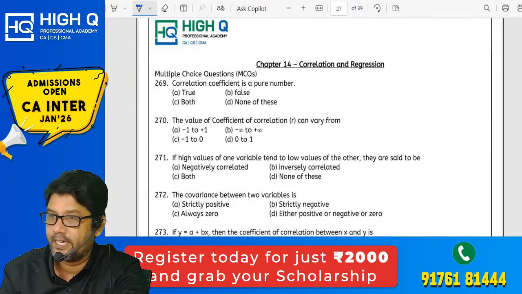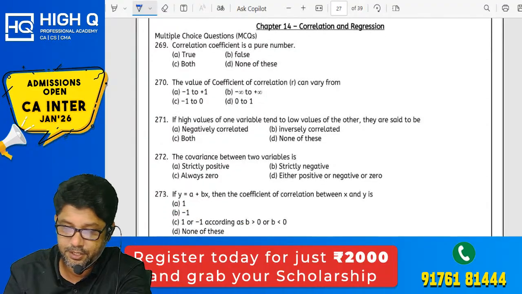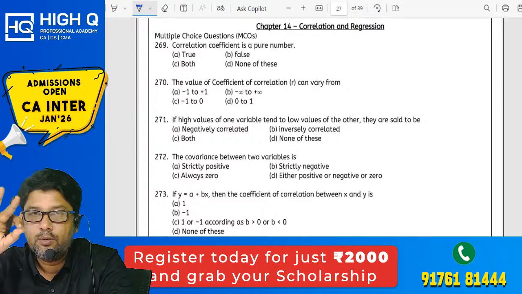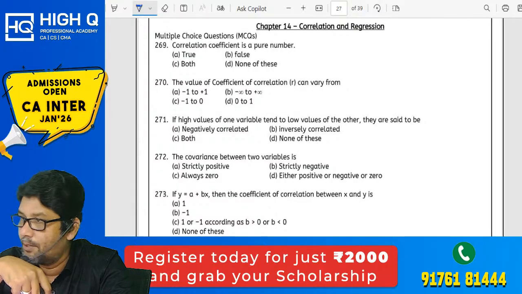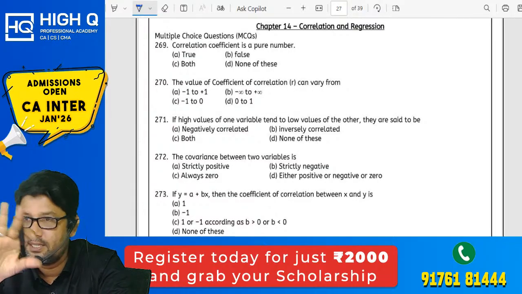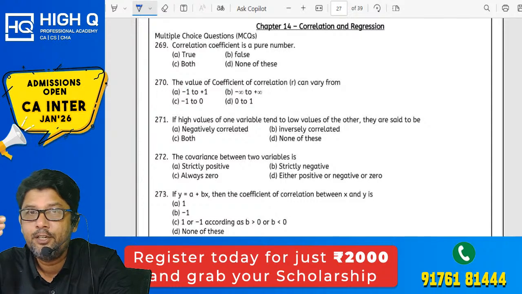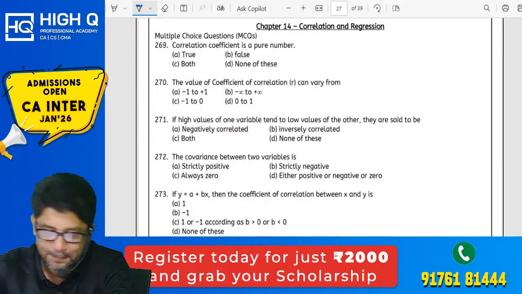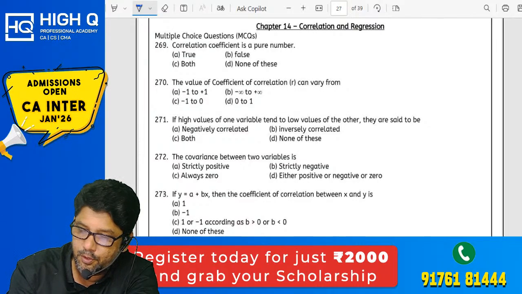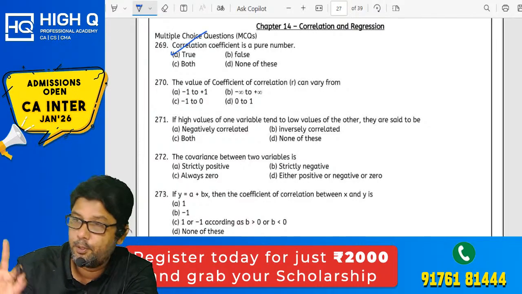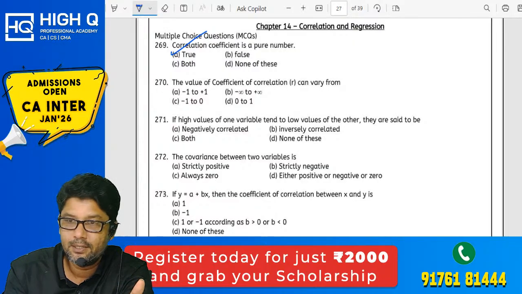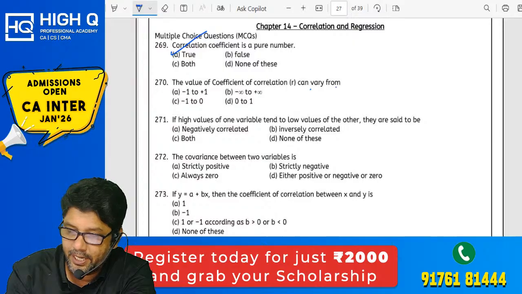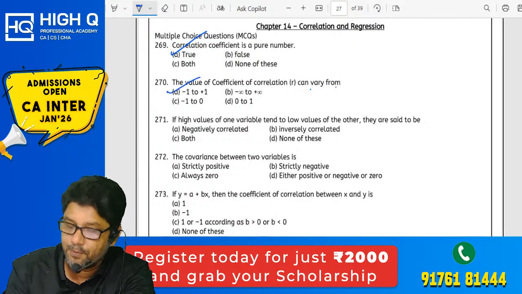Now, correlation regression. Let us do correlation regression. I remember at least 3 questions you can expect from today's session from correlation regression. Only do at least these 3 questions, because many of them are planning to leave correlation regression also. Don't do that. Okay. Now, correlation coefficient is a pure number. Of course, it's a pure number only. It doesn't have any unit. The value of coefficient of correlation can vary from -1 to +1.